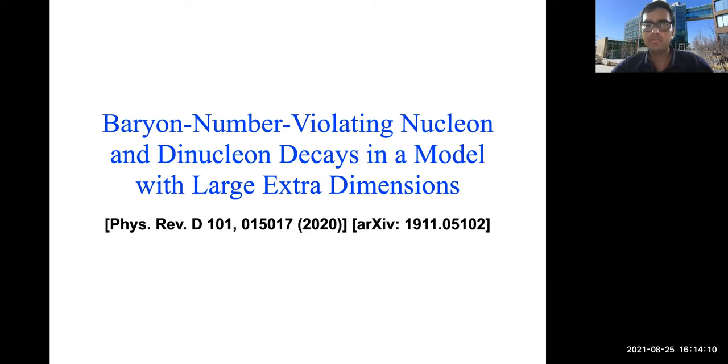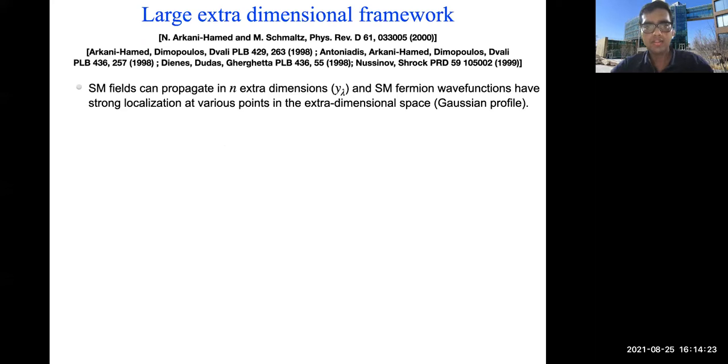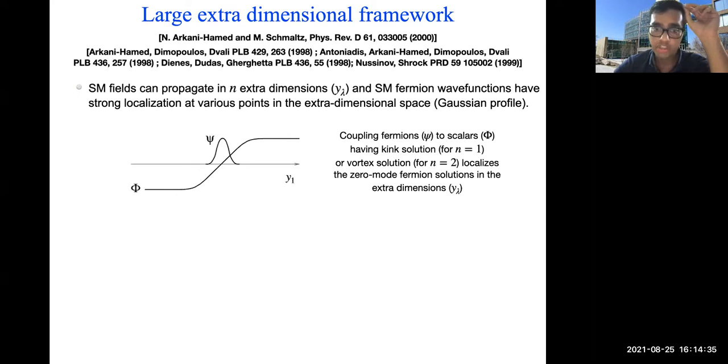So right now the discussion has been a model independent effective field theoretic analysis. We will now discuss the baryon number violation in a specific model with large extra dimensions. The theoretical framework is that the standard model fields can propagate in n extra dimensions, and standard model fermion wave functions have strong localization at various points in the extra dimensional space, having Gaussian shape. This can be achieved by coupling fermions to scalars, which have kink solution or vortex solution that localize the zero mode fermions in the extra dimension.